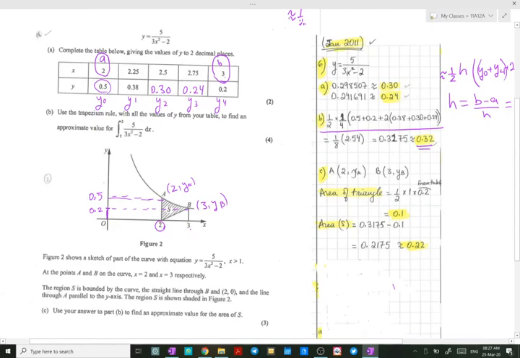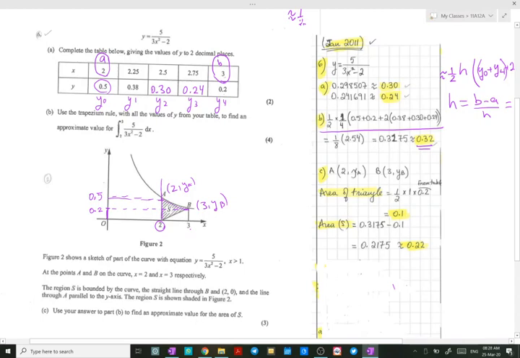They want us here, the region S is bounded by the curve, the straight line through B and to 0, and the line through A parallel to the y-axis. So the region is bounded by the line here, which is x equals 2, and by this line, and by this curve from A to B. Use your answer in part B to find the approximate value of the area of S.